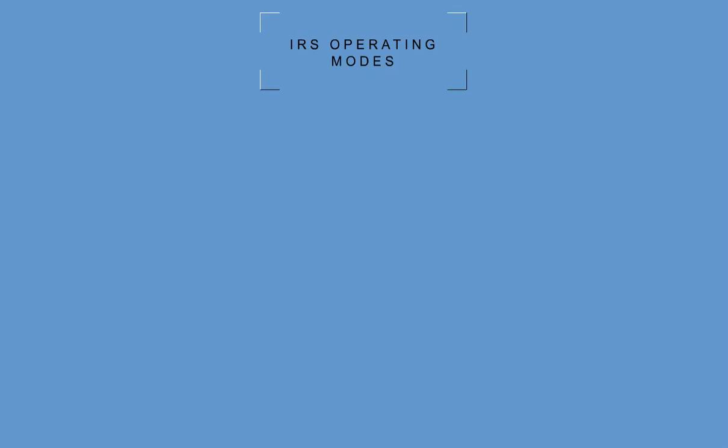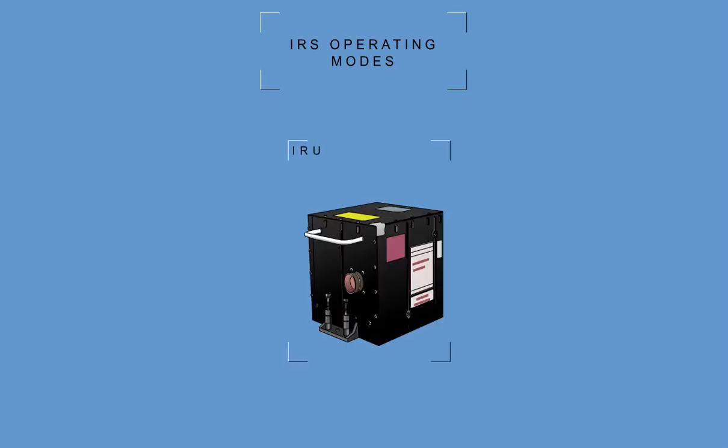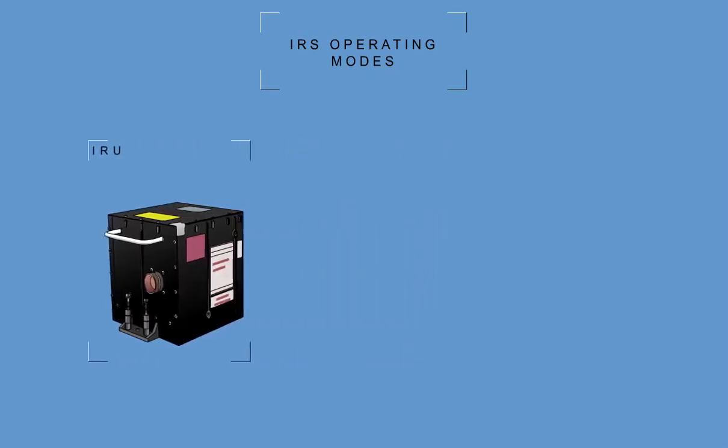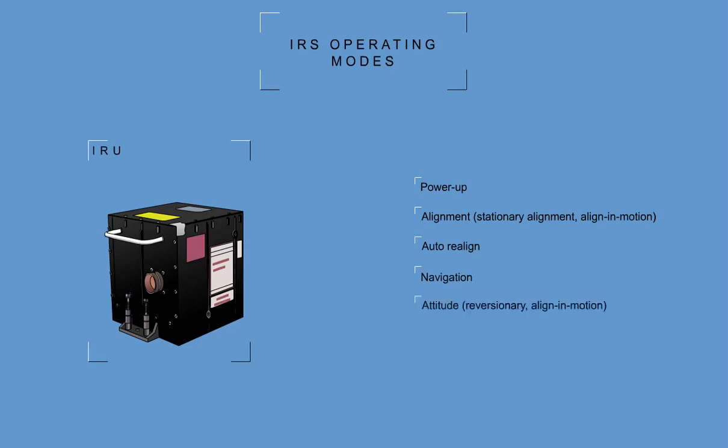IRS Operating Modes. The Micro IRU has the following operational modes: Power Up, Alignment, Stationary Alignment, Align in Motion, Auto Realign, Navigation, Attitude, Reversionary, End of Flight. Control of the modes is fully automatic, which means that no input is required from the flight crew to select or enter a mode.